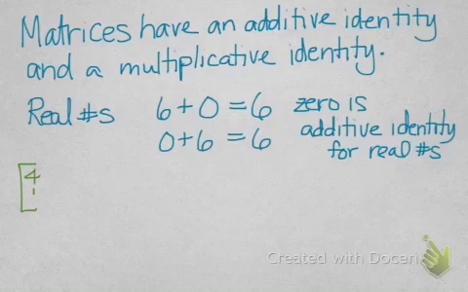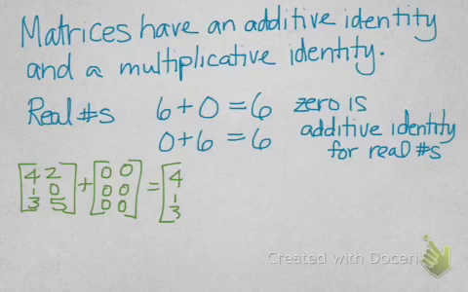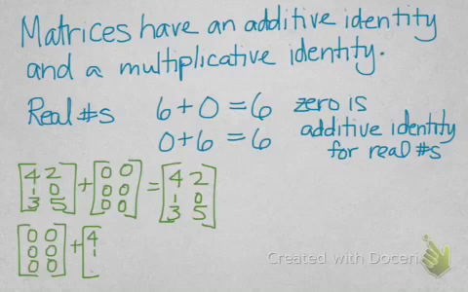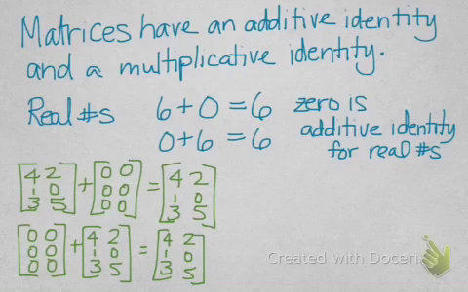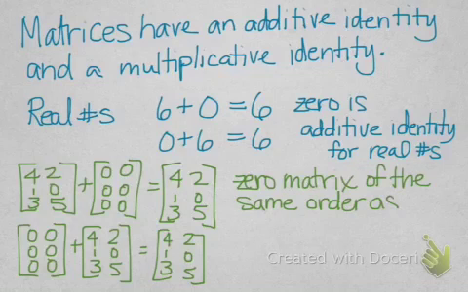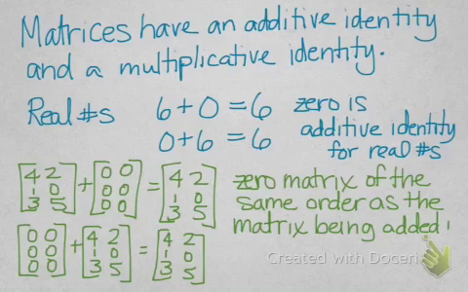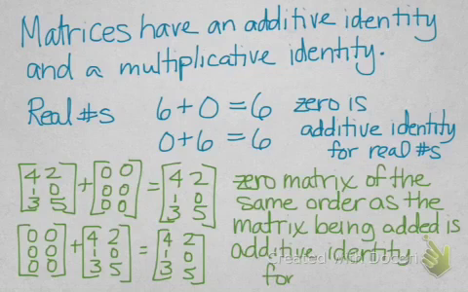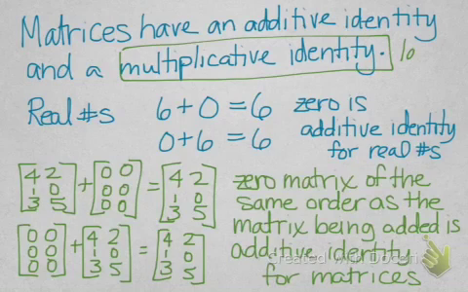That's for real numbers. Now when we talk about matrices, in order to get the same matrix when you add, your additive identity is going to be a matrix full of zeros that's the same size as the matrix that you're adding to. So we can add the matrix of zeros first or second, doesn't matter, you're still going to get that original matrix when you're done. So a 0 matrix of the same order, meaning the same size, as the matrix being added is the additive identity for matrices. Okay, we're going to talk about the multiplicative identity in just a little bit.